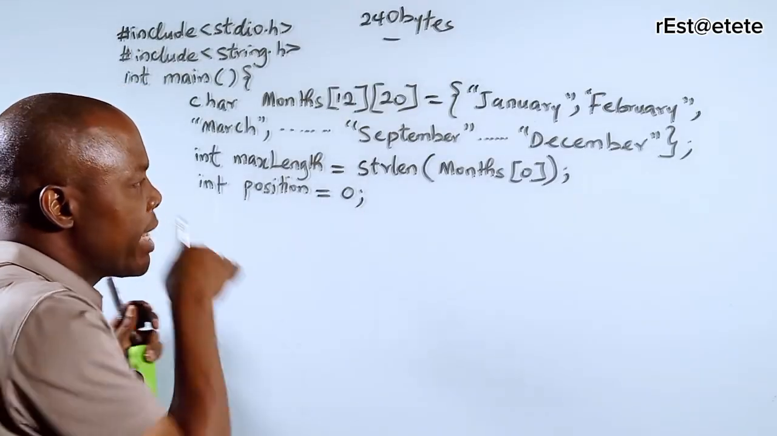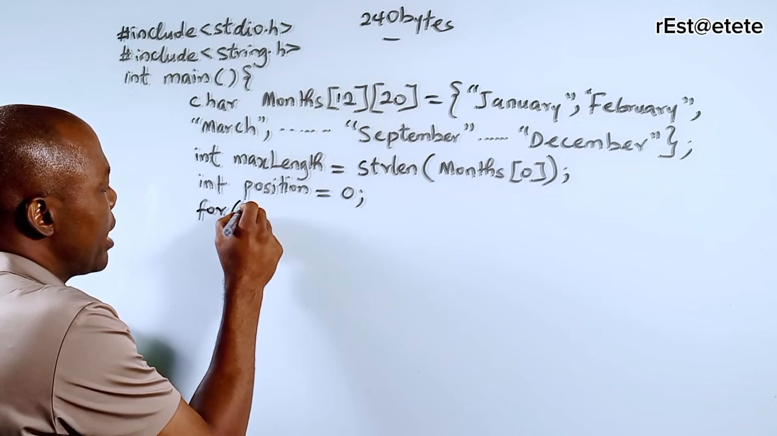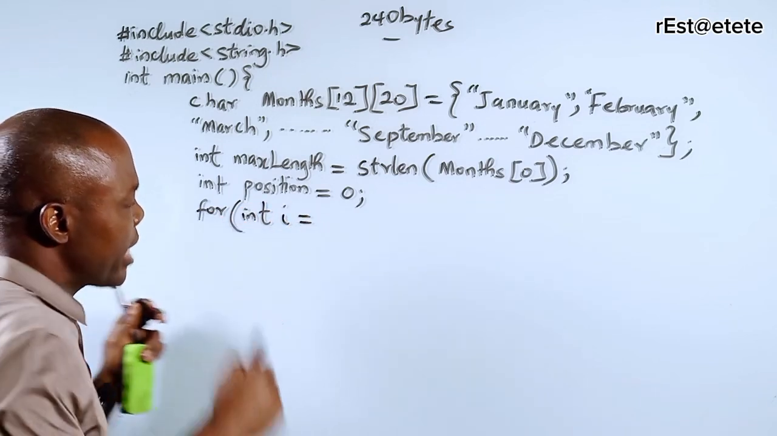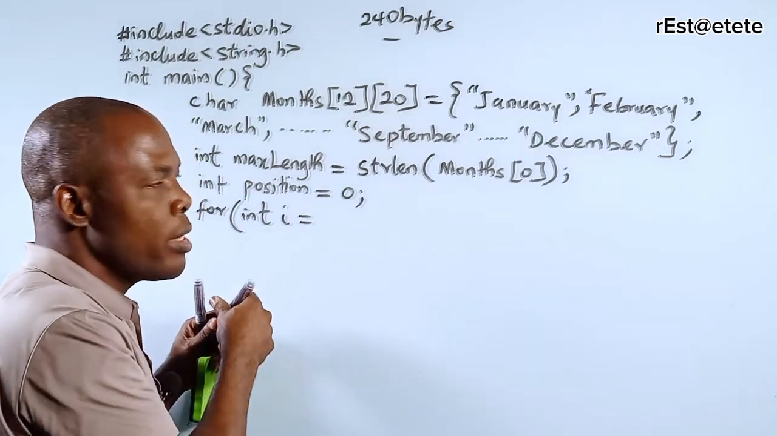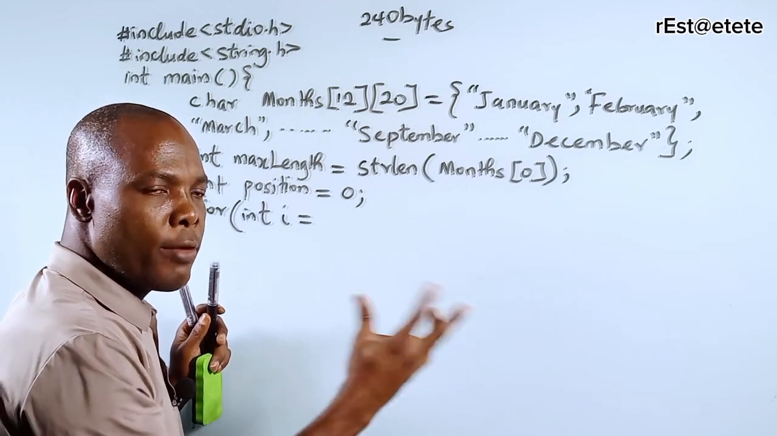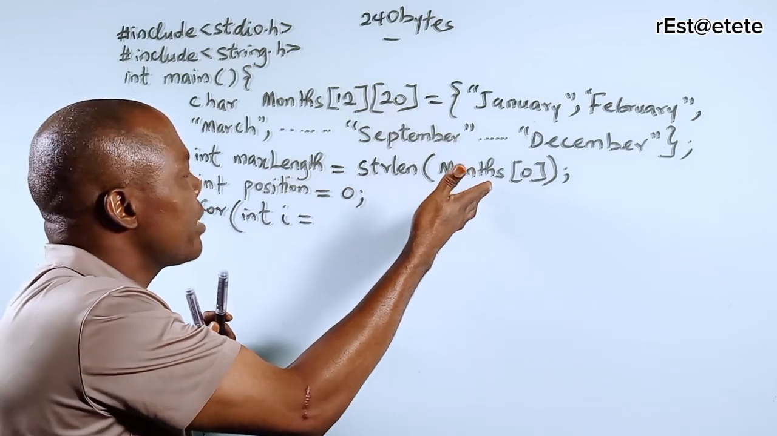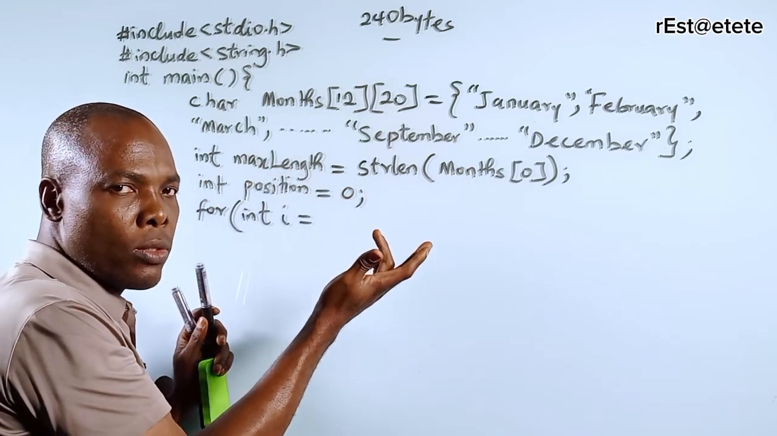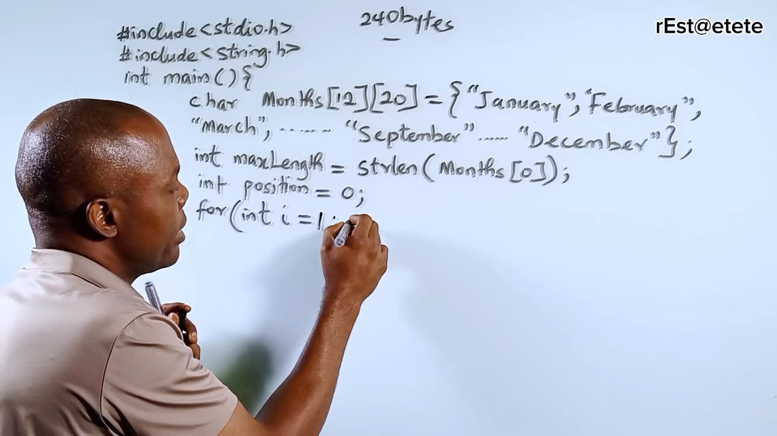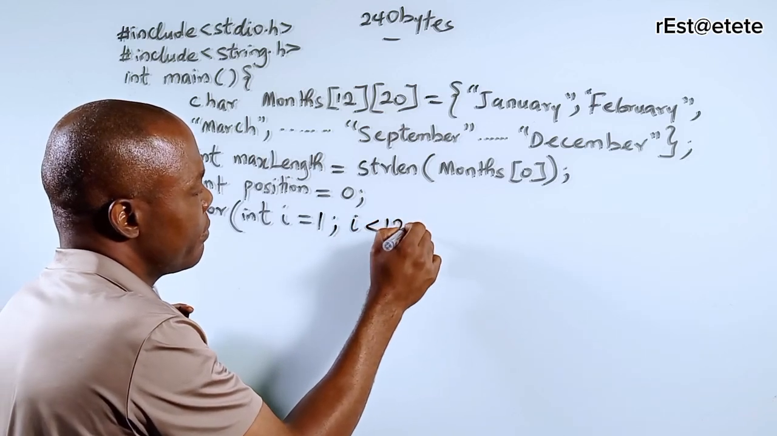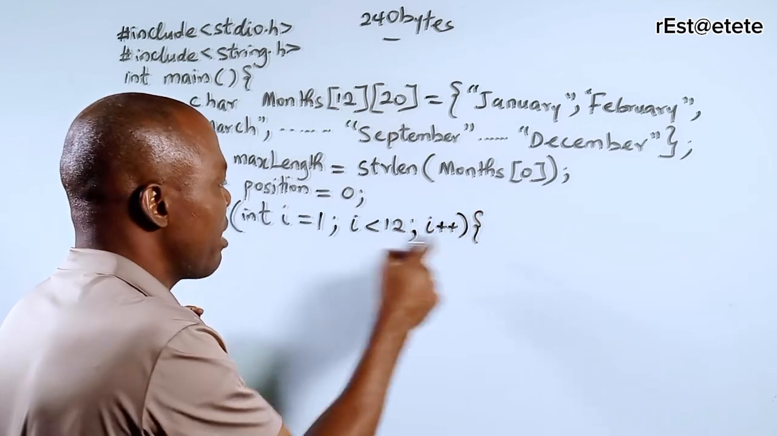So having done this, now I'm going to write my for loop. I will say for int, I'm going to declare another variable i, and I won't start from 0, because when I do my filter of checking which month is higher, I don't need to check January. I'm already assigning January to max length. So I am going to start from the next month, so I will start from 1. Then i less than 12, then i plus plus. So this is my for loop.